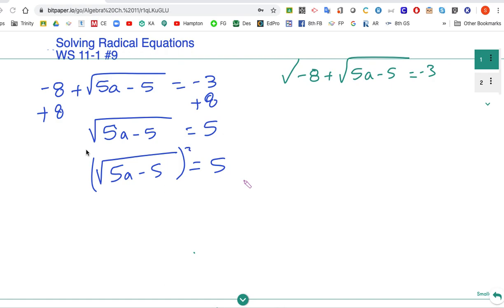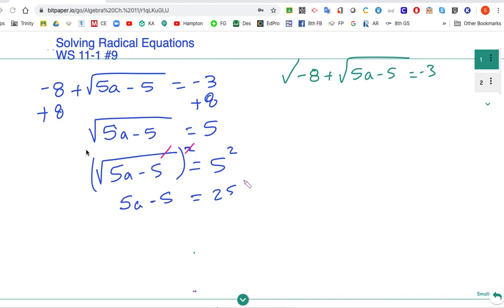And whatever we do on the left side, we're going to do on the right side, so we're going to also square this side. The square then cancels out the radical sign, which leaves us with 5a minus 5 is equal to 25.